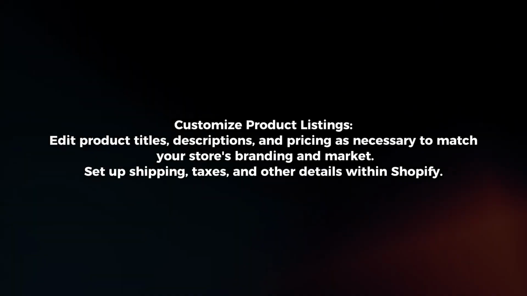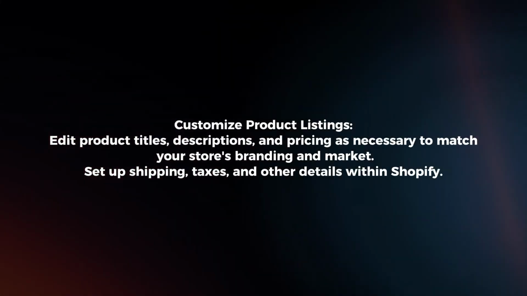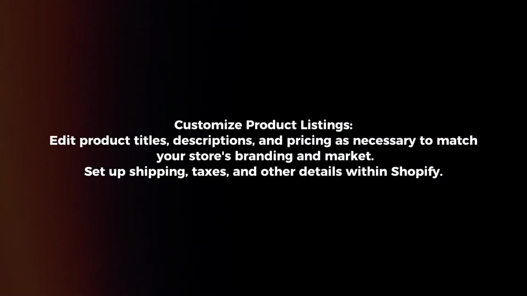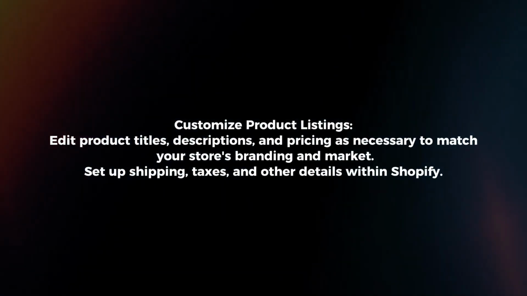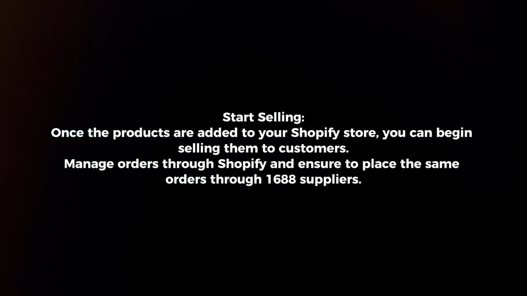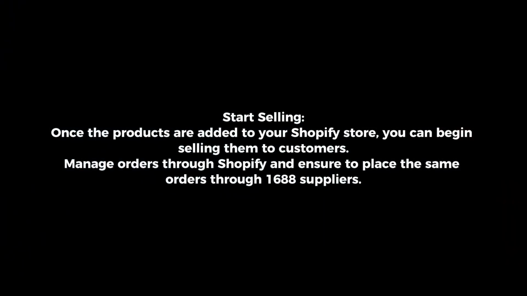Customize product listings. Edit product titles, descriptions, and pricing as necessary to match your store's branding and market. Set up shipping, taxes, and other details within Shopify. Start selling. Once the products are added to your Shopify store, you can begin selling them to customers. Manage orders through Shopify and ensure to place the same orders through 1688 suppliers.